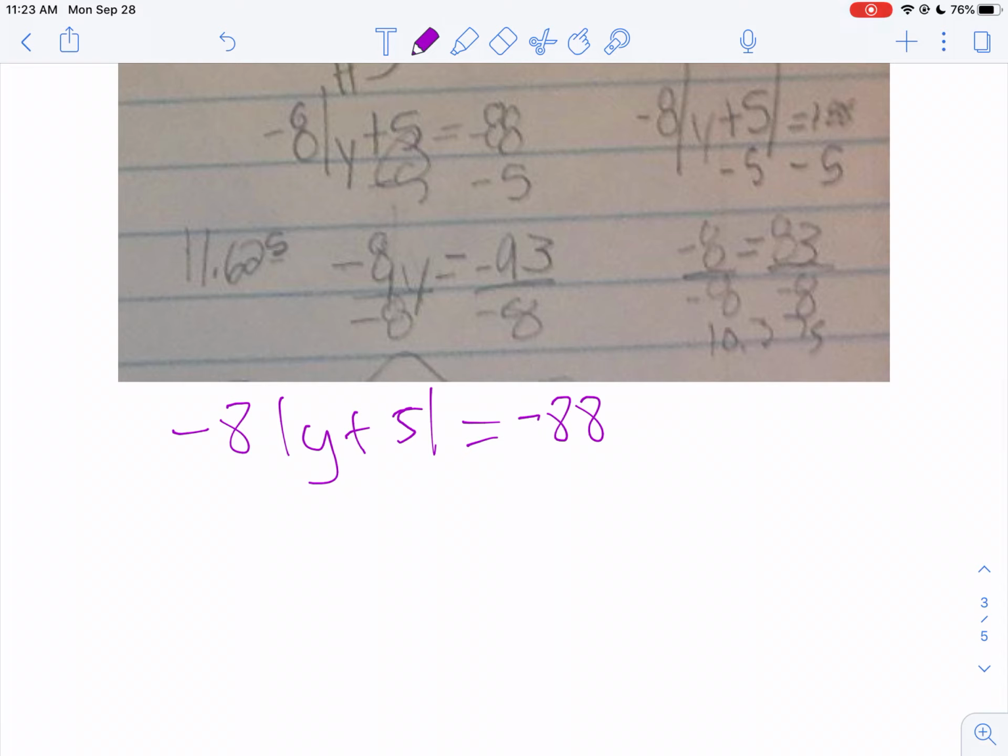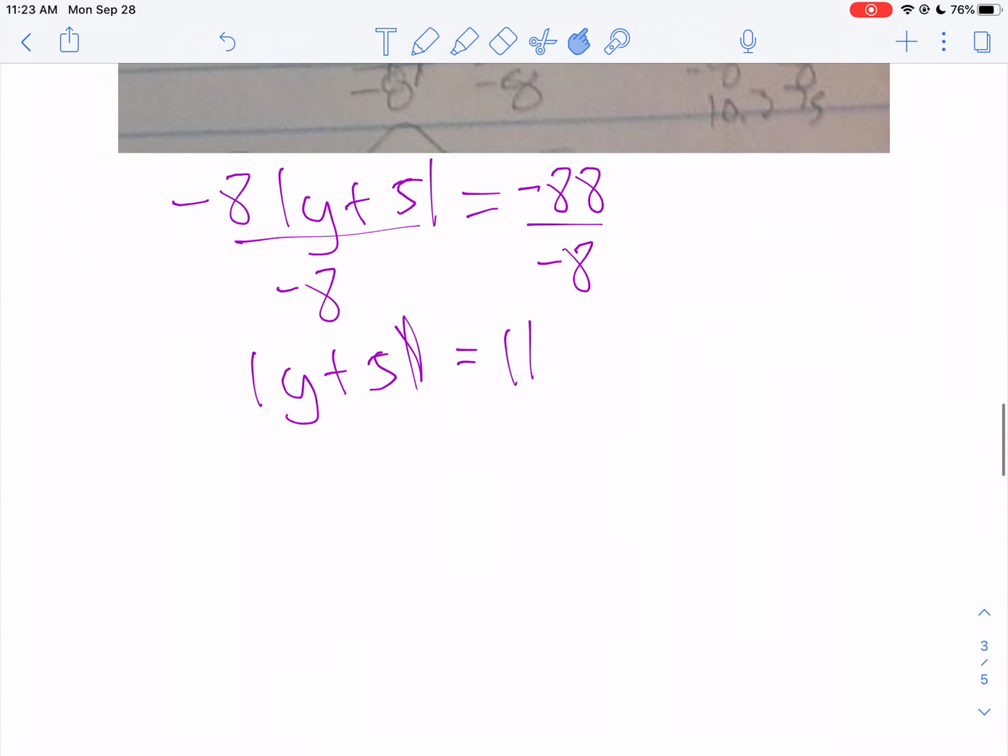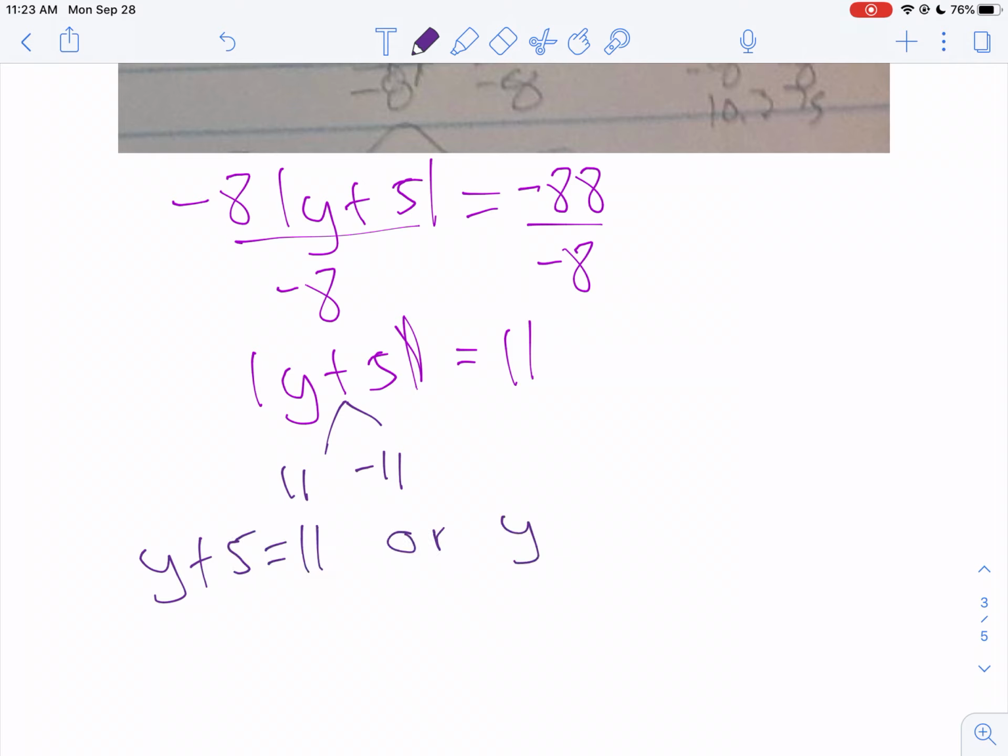First, you get the absolute value by itself. So you divide both sides by negative 8, because you're taking negative 8 times the absolute value. So then you say the absolute value of y plus 5 equals 11. Now, we're going to get rid of the absolute value. Two numbers have an absolute value of 11: 11 and negative 11. That's where we get our two answers. So y plus 5 equals 11, or y plus 5 equals negative 11.